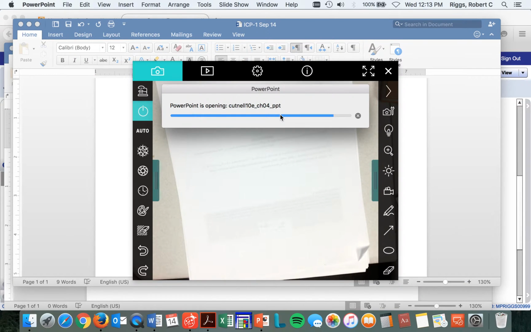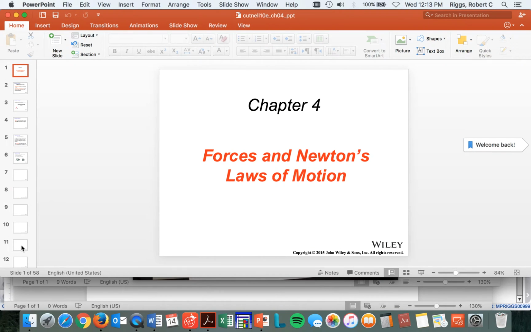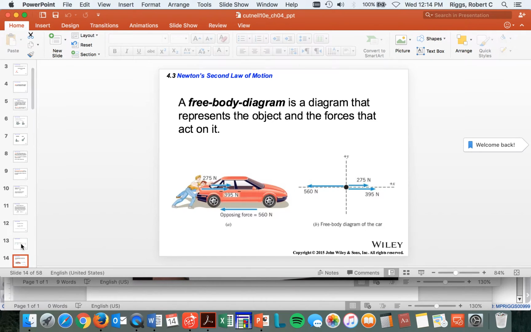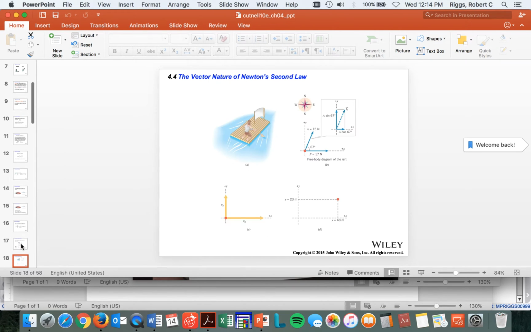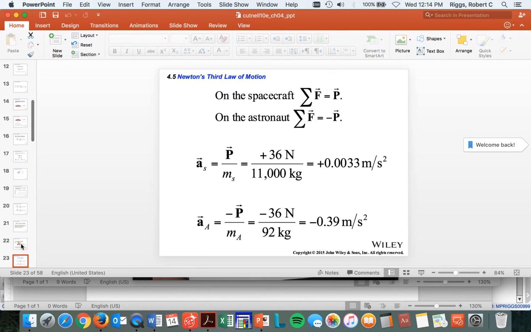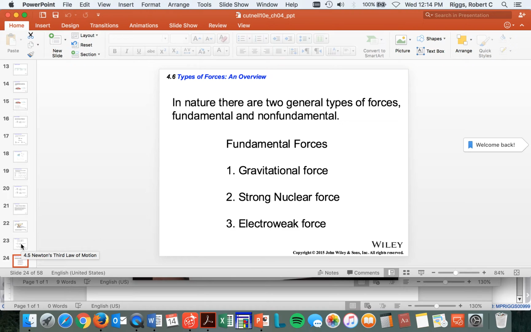Before we get too far into this, let's go ahead and call this up real fast. All right, Newton's second law. We looked at Newton's third law, free body diagrams. We did that in class. Here it is broken down into vectors. Newton's third law, we looked at that problem. Here's where we stop. Fundamental forces. All right, here are the three fundamental. In nature, there are two general types of force, fundamental and non-fundamental. All right, the gravitational force, that two massive objects attract each other or attract things to it.